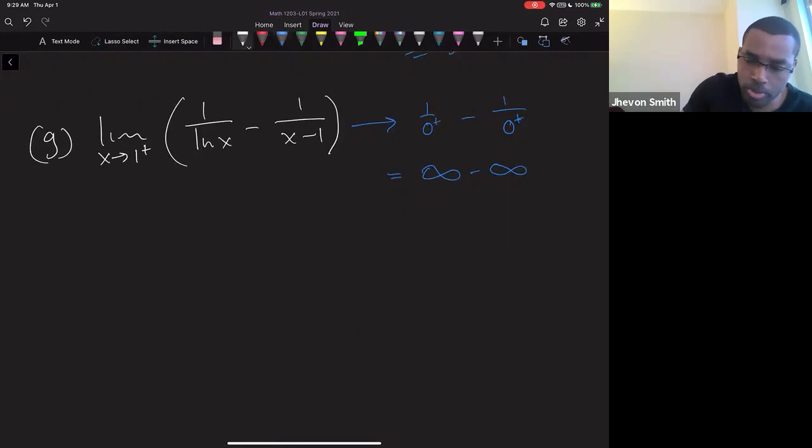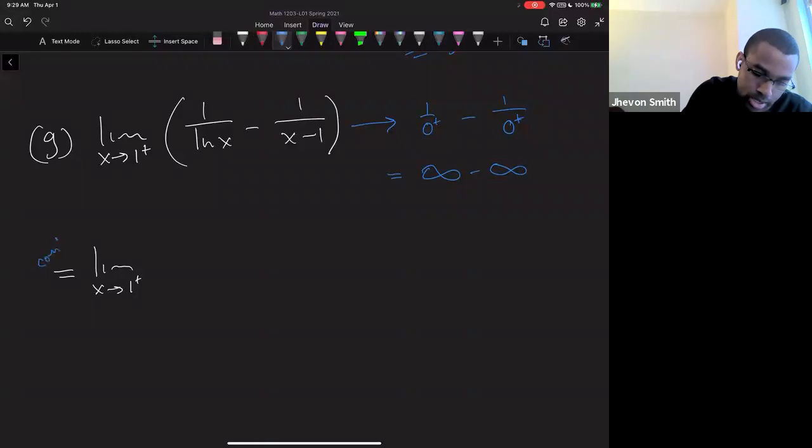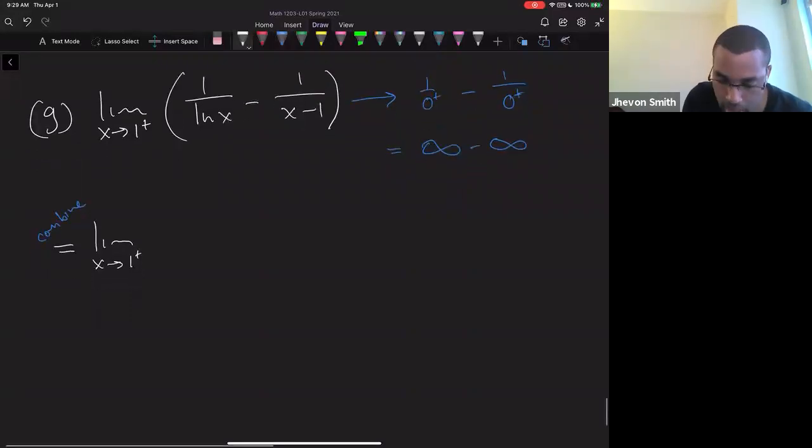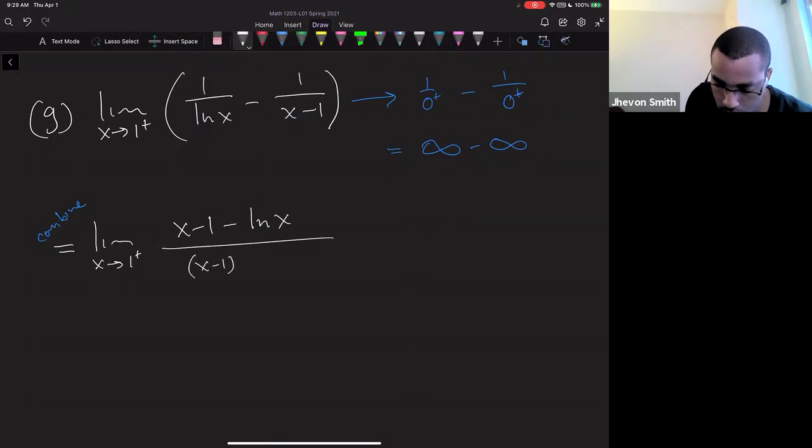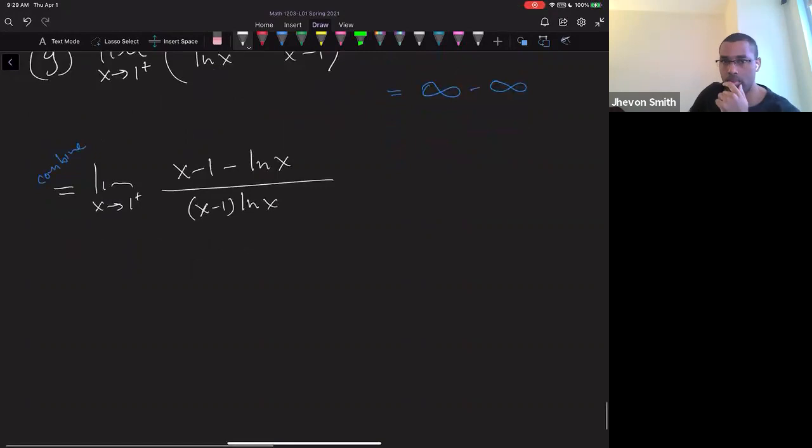So, all right, we're in L'Hopital's rule. The nice thing would be to have a division. I have 2 divisions. So the nice thing to do would be to combine them into one fraction. So this would be x minus 1 minus ln x over x minus 1 times ln x, to combine into a single fraction.